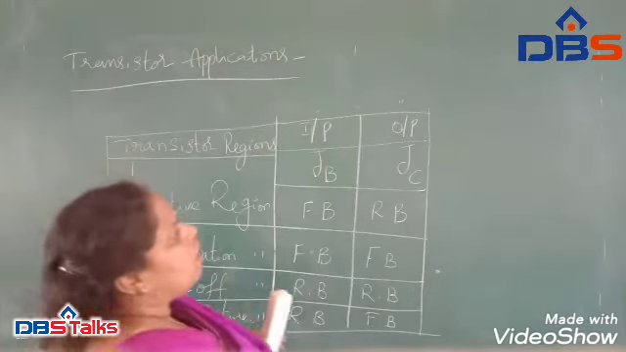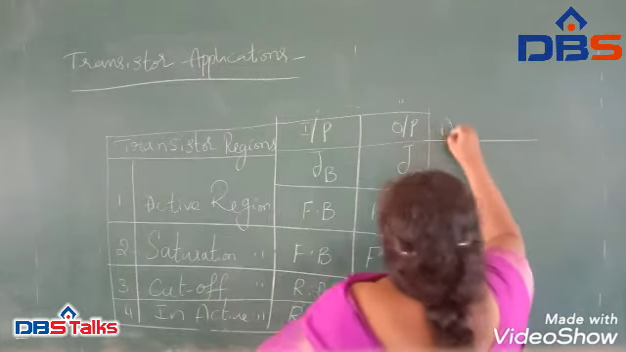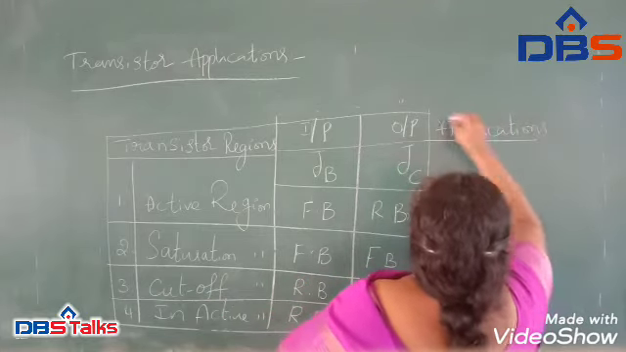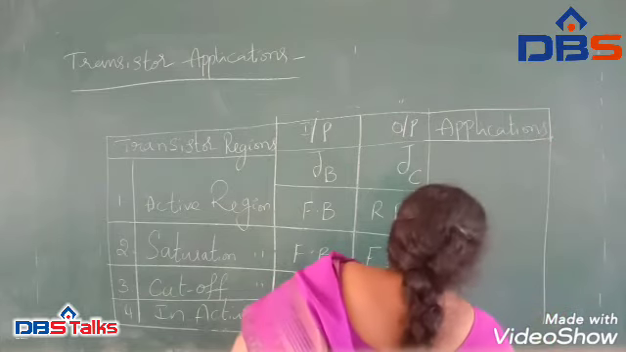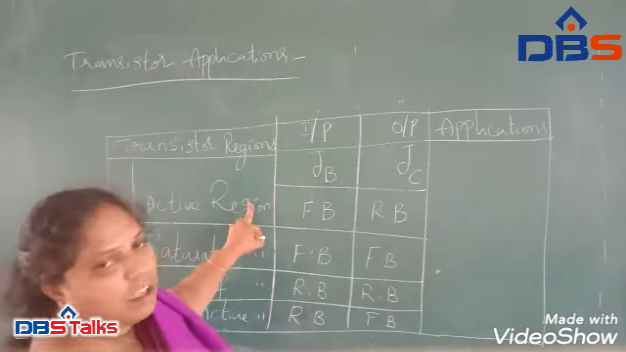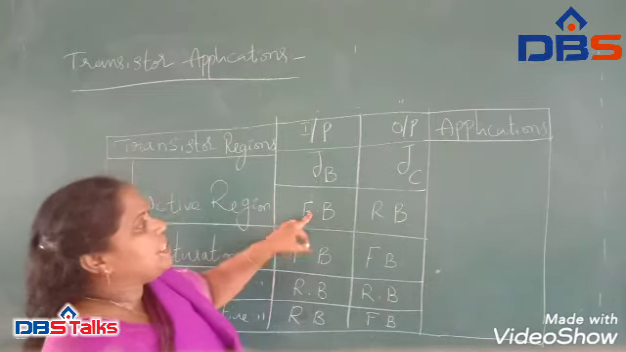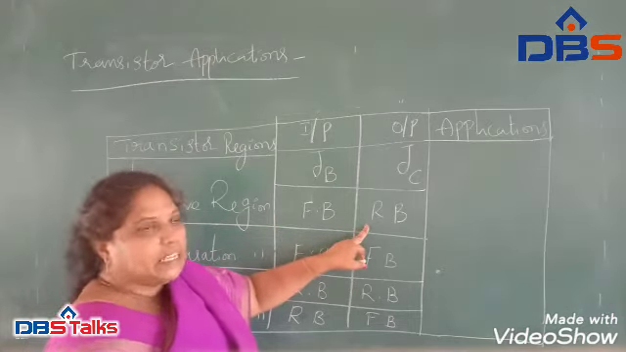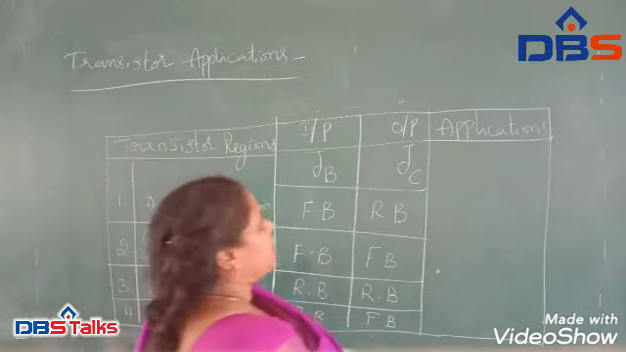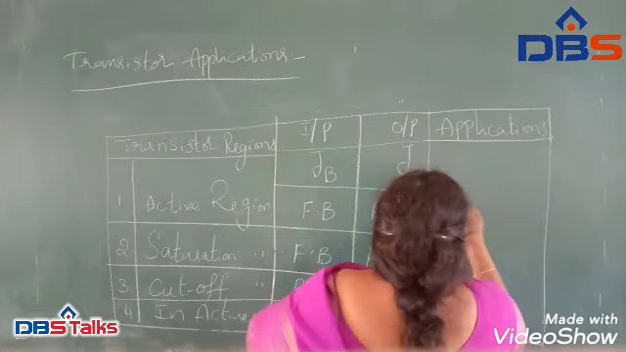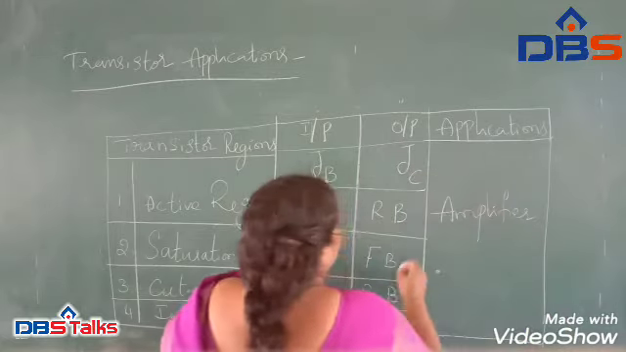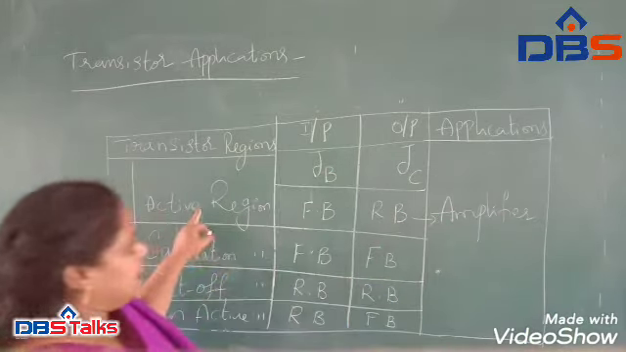So based on this, we can also consider the transistor applications. When the input junction is in the forward bias condition and the output junction is in the reverse bias condition, the transistor application is an amplification transistor, or amplifier. So this is the active region condition.